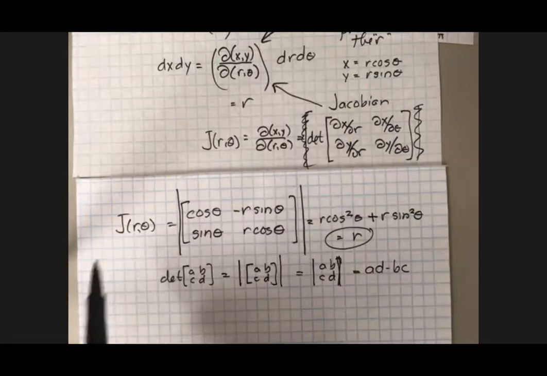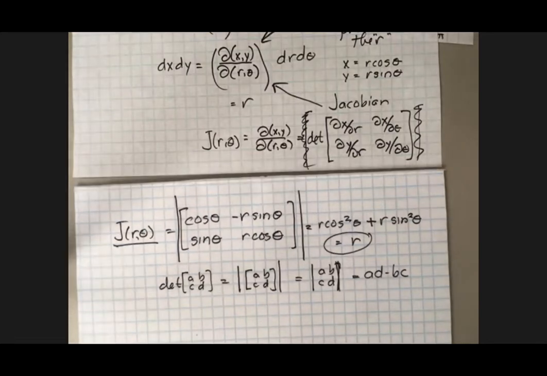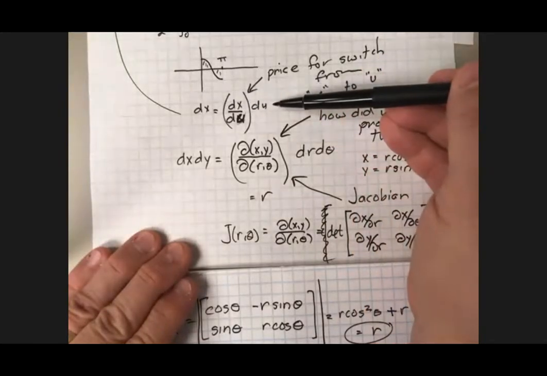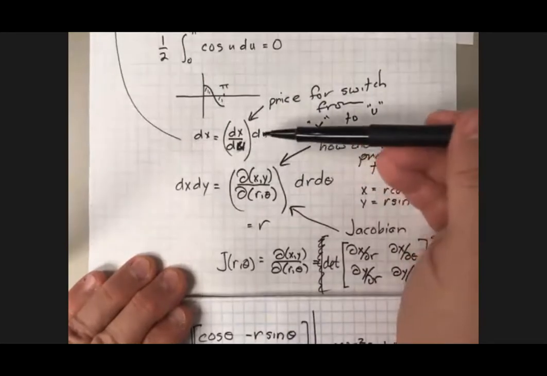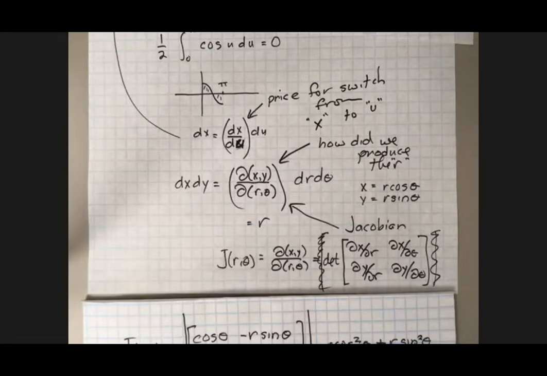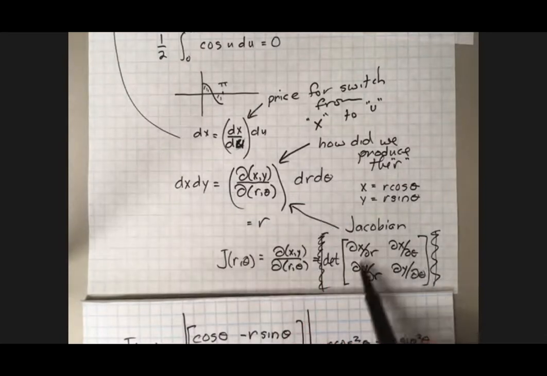The Jacobian is the universal U substitution in a sense, or U substitution in multiple dimensions on steroids. The Jacobian is how we pay for switching from one coordinate to another. We didn't want to call it Jacobian back when you were learning U substitution because we thought that was too intimidating. So we just called it a U substitution. The Jacobian transforms one region into another. It pays for the switching from one coordinate system to another with this determinant of the partial derivatives of the variables involved.